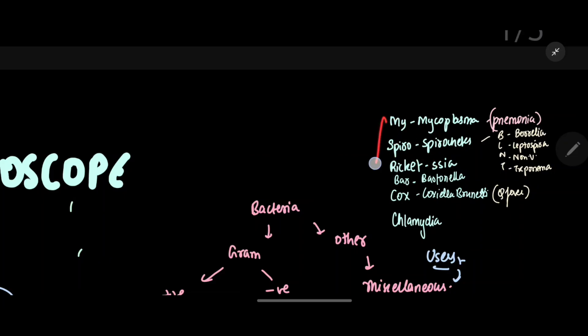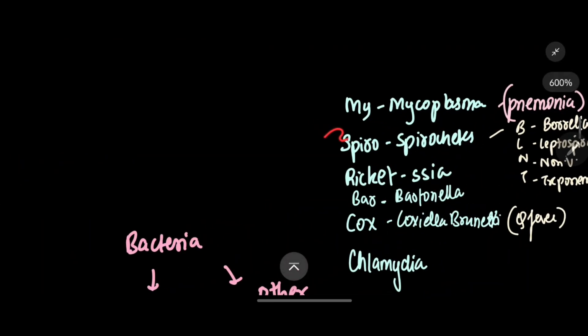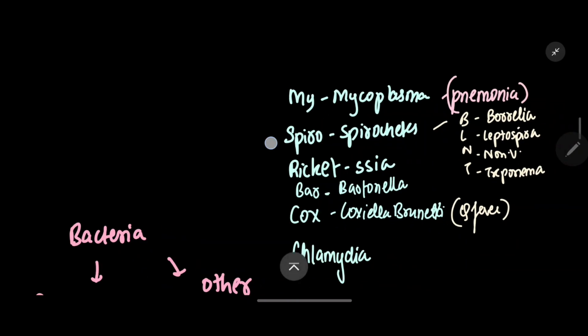There is a mnemonic to remember these miscellaneous bacteria. I'll just discuss it over here. My spirochete, bar cox, chlamydia. It doesn't really make sense, but it's just easy to remember it this way. You just repeat it 5 times and you're gonna remember it.